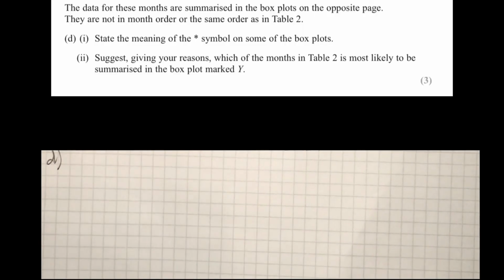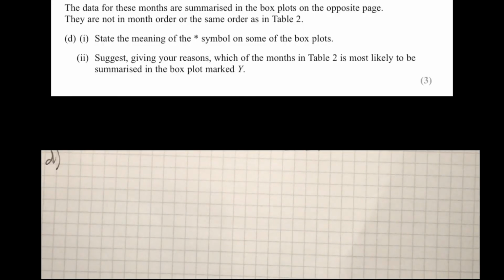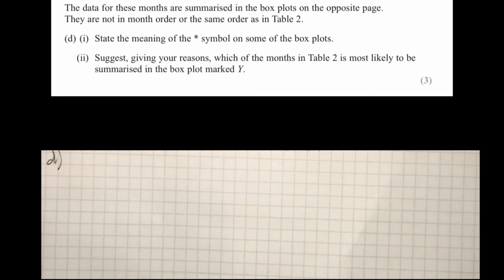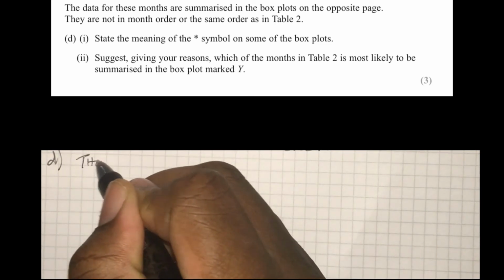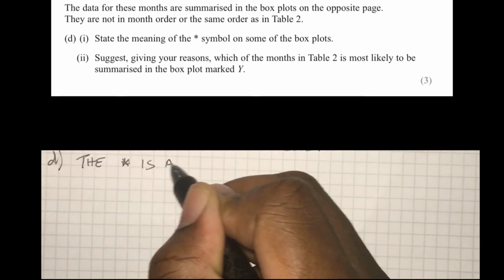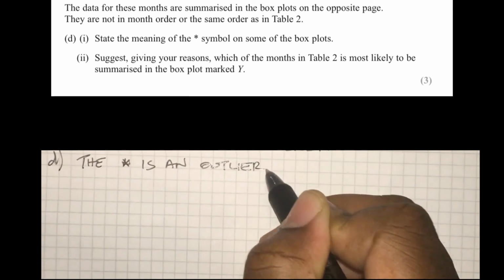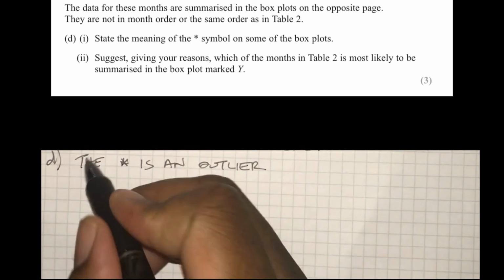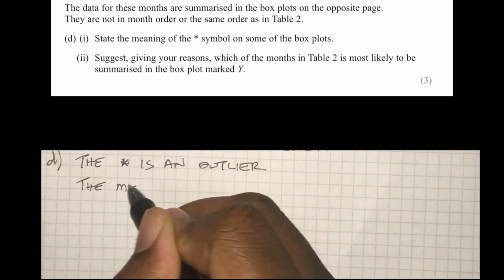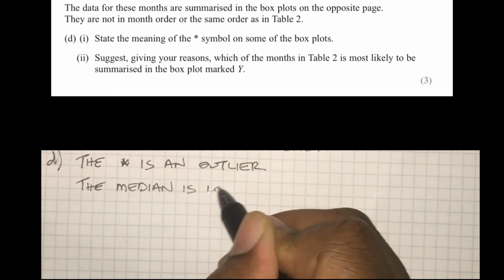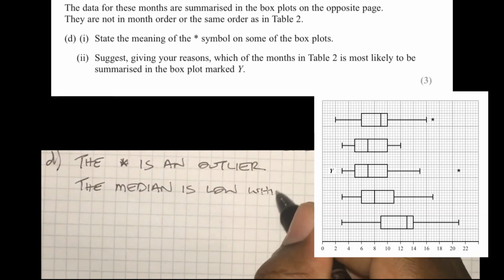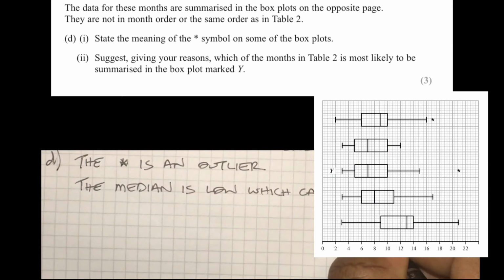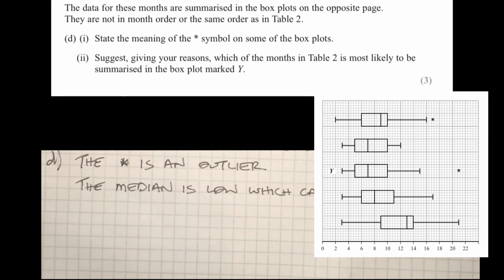Here in part D, we're asked to make reference to table 2, which I'll put on the screen in a second, and to describe what the asterisk means on the box plot. Well, we know that an asterisk or a star on a box plot indicates an outlier. So something that's been calculated to be an outlier, but was part of the original data set, is always represented with a star or an asterisk.